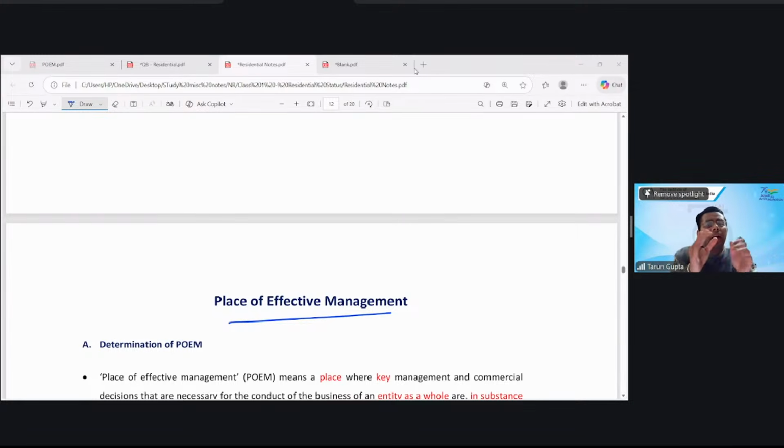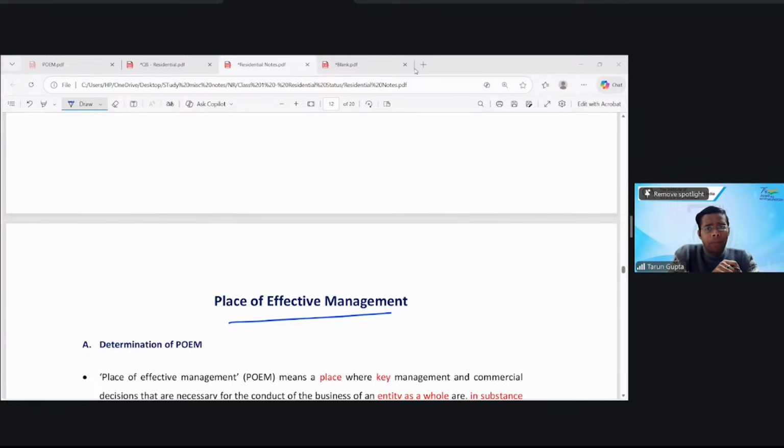But let me tell you, let's go one step back. Why was this concept brought? See, first thing is that it's something similar to control and management only, but the words are different, the place of effective management. We'll go into detail.